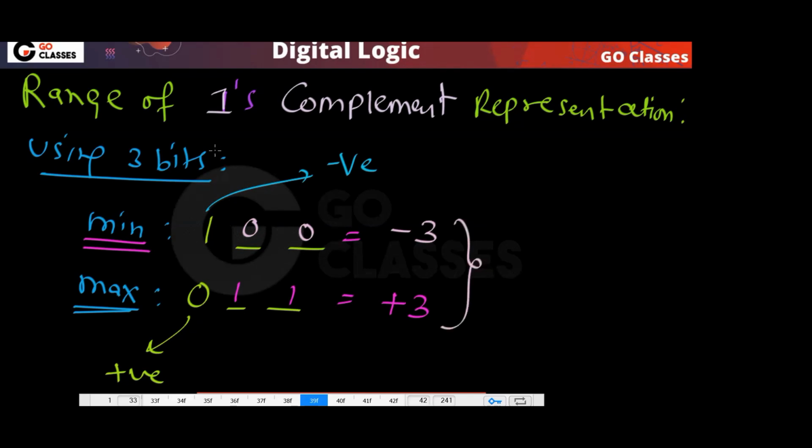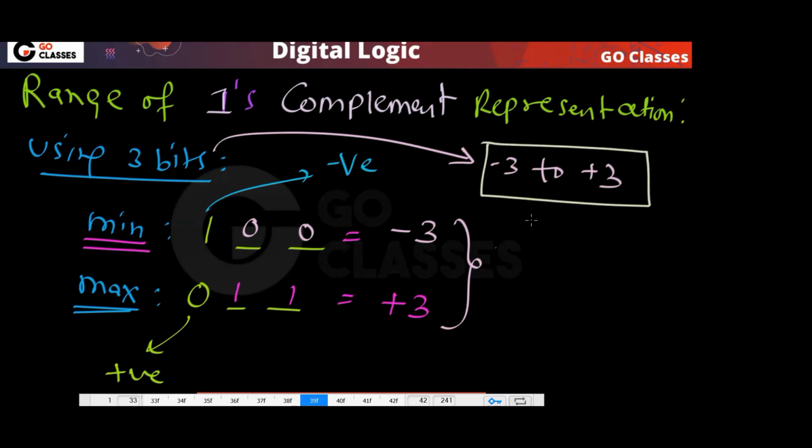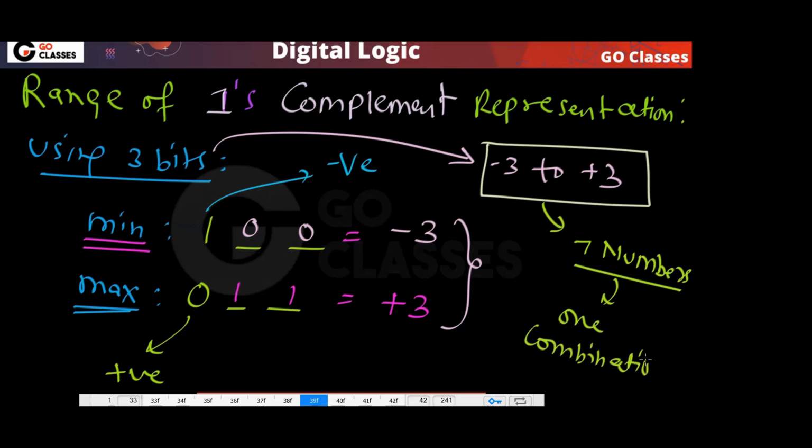So what is the range using 3 bits? That is minus 3 to plus 3. How many numbers? Total 7 numbers. So one combination wasted. I can say one combination gone, or one combination wasted. Clear? Very simple. Next.